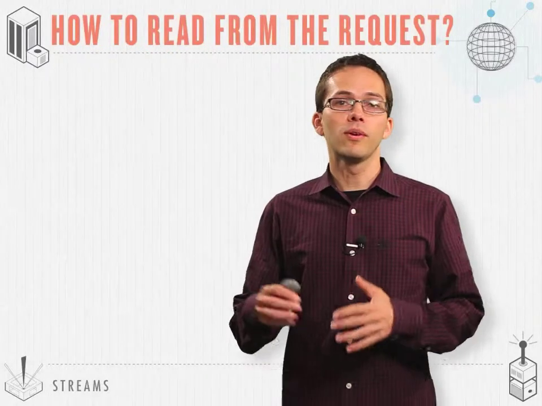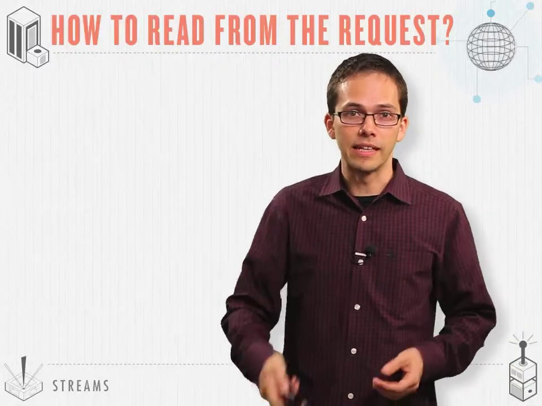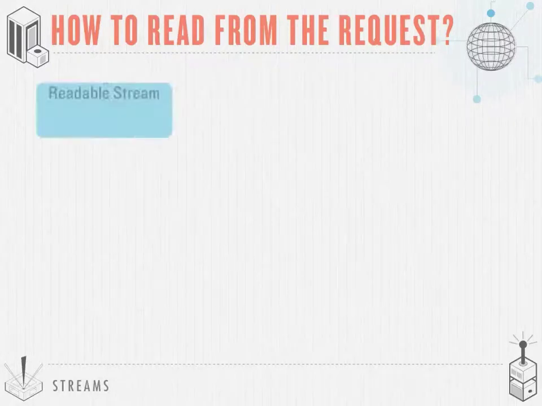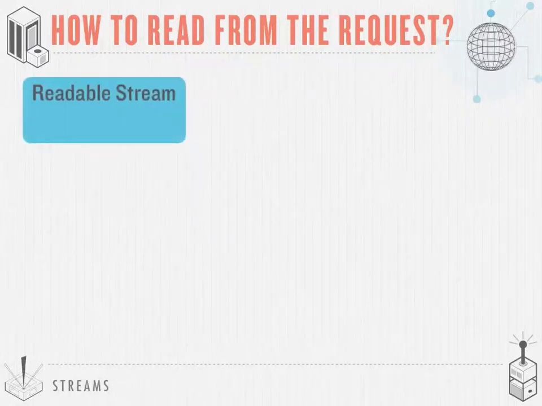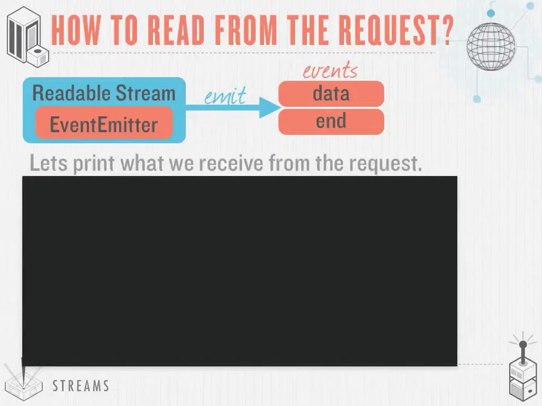Up until now, we've only been sending data back to the response. But how do we read from the request if we send some data into the server? Well, that request is a readable stream which inherits from event emitter. It emits a couple different events, 2 of which are the data event and the end event when it's done transmitting data to the server. Let's write some code together where we print what we receive from the request.